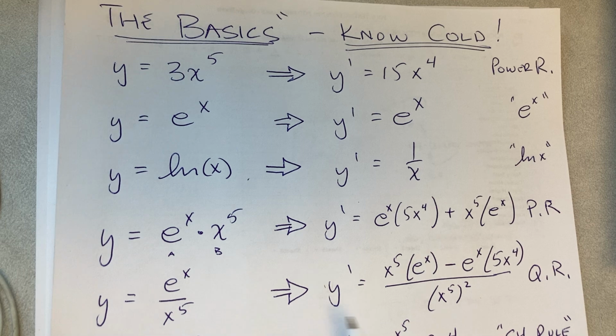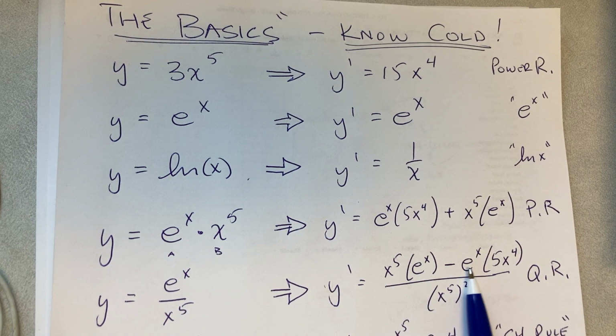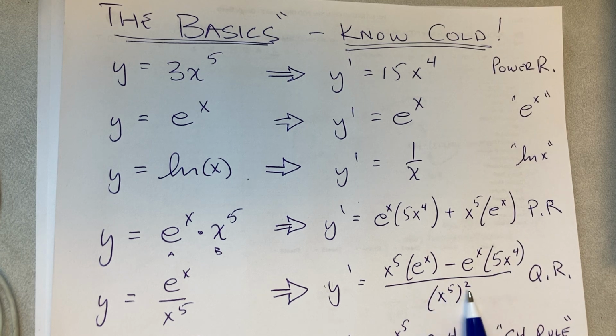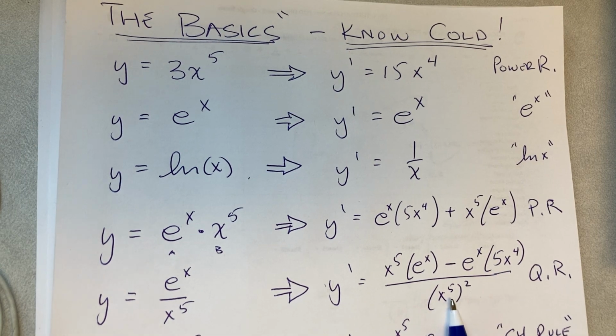The quotient rule then, know this one, it's the bottom thing times the derivative of the top minus the top times the derivative of the bottom, all over the bottom squared. So low d high minus high d low over low squared.